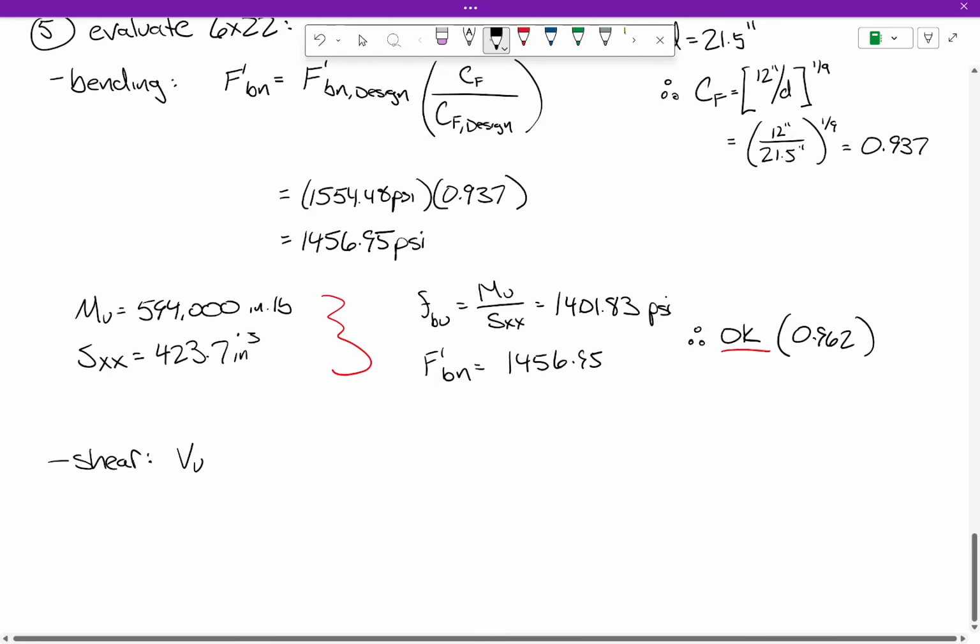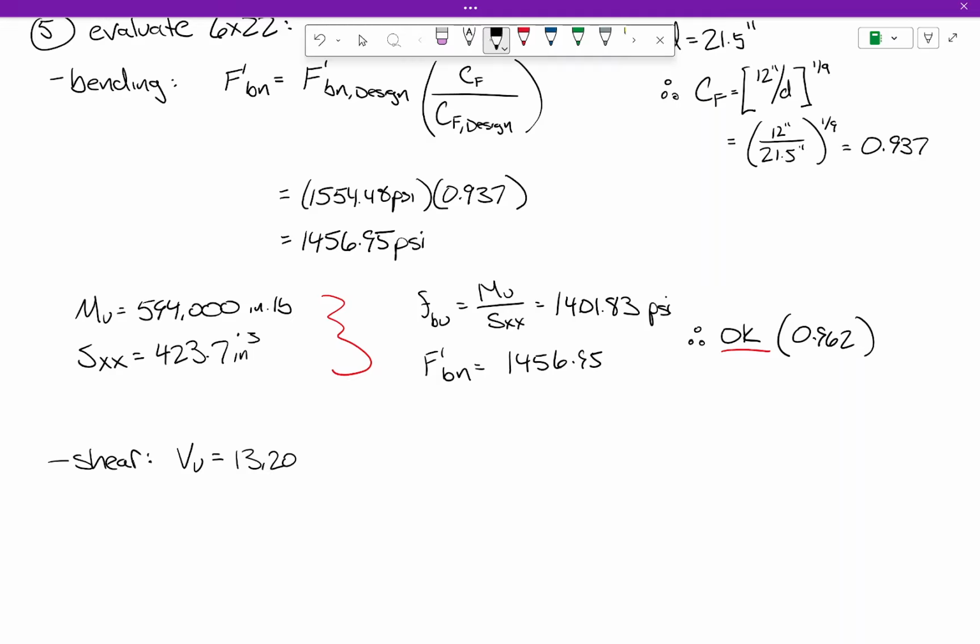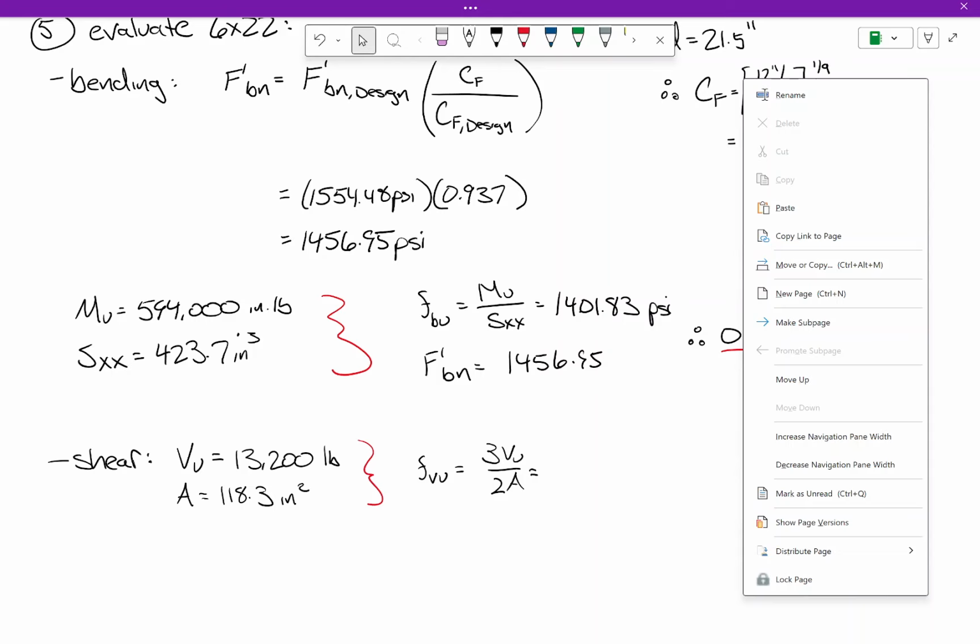So we have our VU. Our VU, if we recall, was 13,200 pounds. Our area in this case is going to be 118.3. Okay, so from these, we can calculate an FVU, which is going to be, let's see, I have this ready right here. Actually, oh no, I did this in stress fashion. Okay.